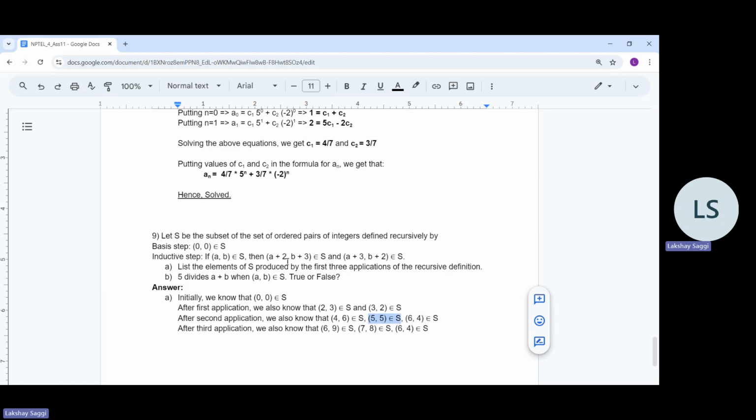So A plus 2 comma B plus 3 will give us something like 7 comma 8, which we already have here. So we don't need 7 comma 8 here. Maybe I should delete this. So we had this 5 comma 5, right? And from this 5 comma 5, we replace it by A plus 2 comma B plus 3 if A is 5 and B is 5. So we'll obtain this as 7 comma 8. But 7 comma 8 we already know belongs to S. So we don't need to write it again.